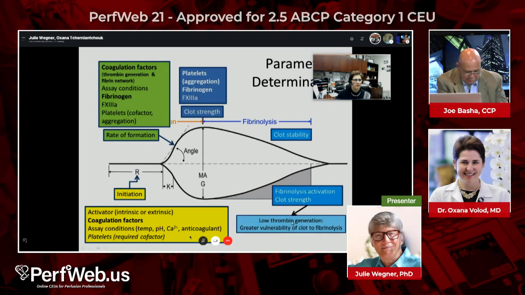So if you have low thrombin generation, oftentimes, even if you don't have a full-on activation of fibrinolysis, you're still going to be vulnerable to any little bit of plasmin that could be in the blood and therefore to clot fibrinolysis. So it's something to keep in mind, that if you don't have a really strong clot, even though you might not see this type of fibrinolysis, it's still going to be vulnerable to fibrinolysis and breakdown.